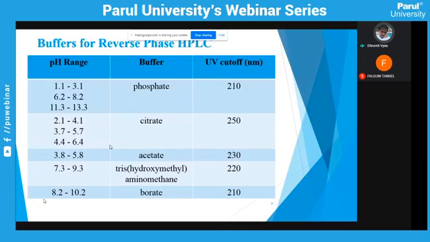Here, if you can see, the phosphate buffer has a very low UV cutoff. Because of that, and the range of pH is also very wide, we can select from different pH ranges. So most probably phosphate buffer is used for method development activity.